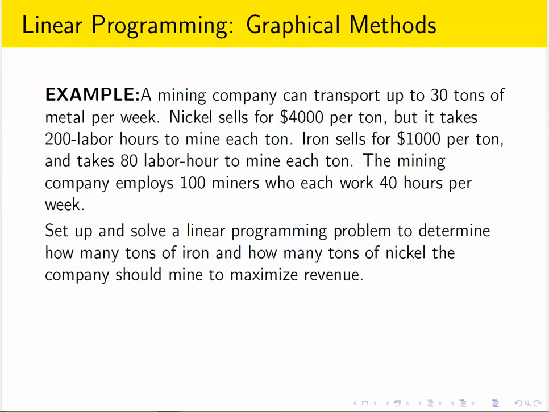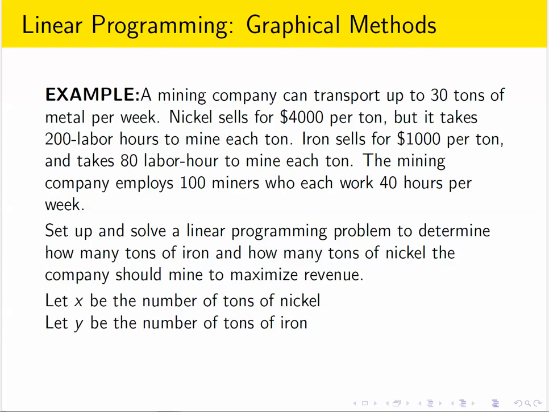So in a given week, we would want to know how much of each metal this company should mine and transport if it wants to maximize its revenue. Should it mine only iron or only nickel or some combination of the two? So the first thing we want to do is recognize that the unknowns in this question are how many tons of iron to mine and how many tons of nickel to mine. So those unknowns are going to be our variables.